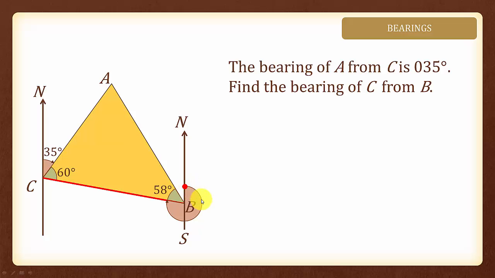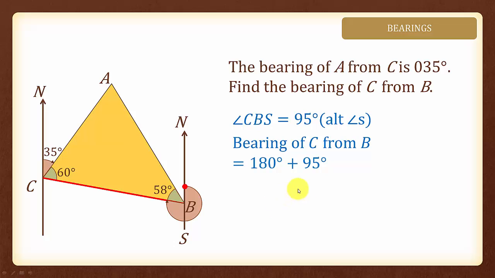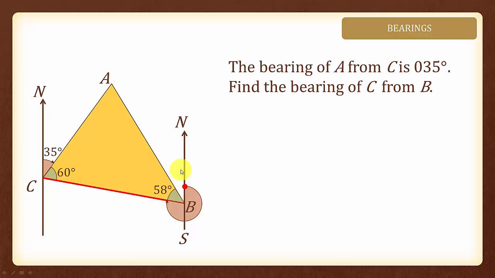Yes, we can use 180 degrees plus angle CBS. And angle CBS is equal to 95 degrees because of alternate angles here. And the bearing of C from B is simply 180 degrees plus 95 degrees, which will give us 275 degrees, which is in 3 digits. If we can find angle CBN, we will be able to find the bearings of C from B as well.